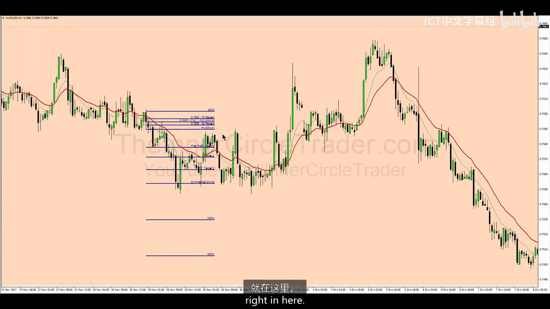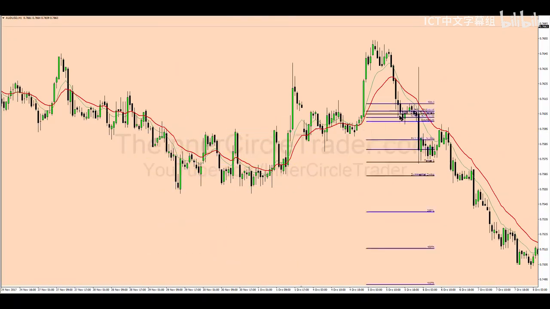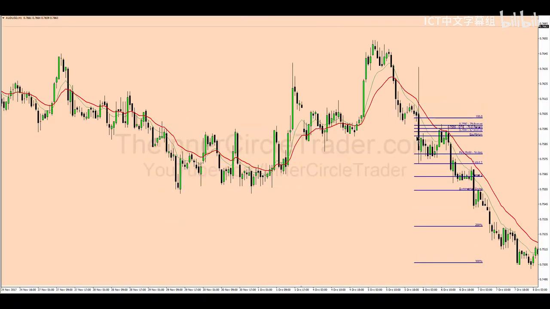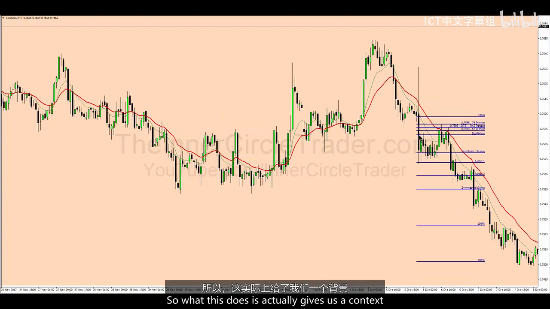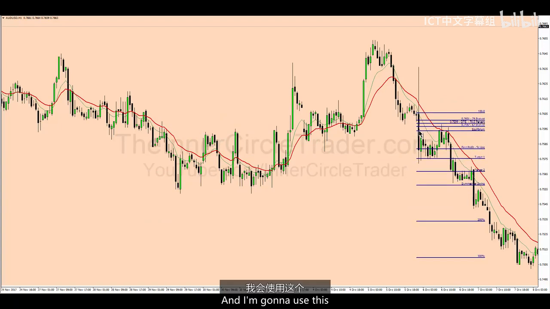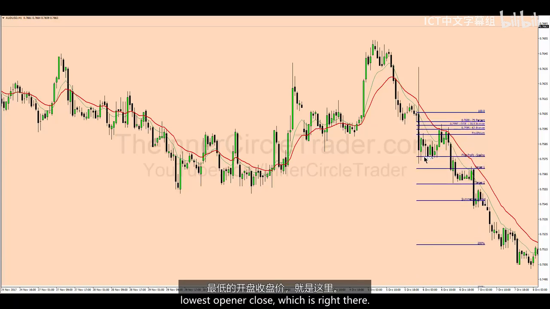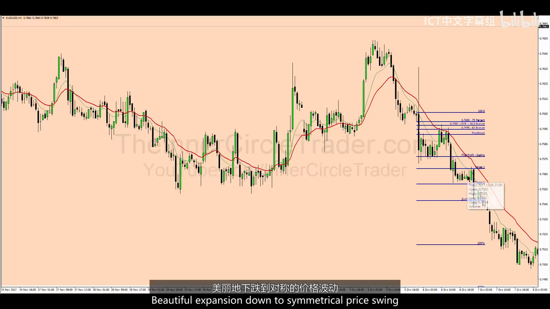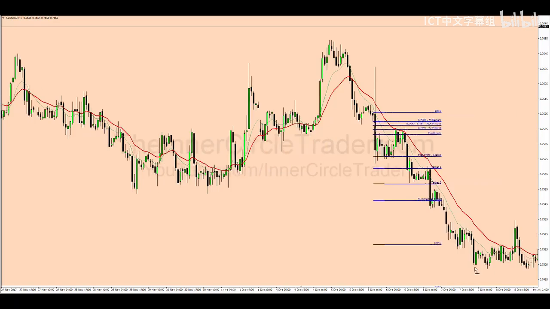Again, right in here, another scenario. So what this does is actually give us a context to work within, and I'm going to use this body here and drag it down to the lowest open or close, which is right there. Optimal trade entry right there, sell. Beautiful expansion down to symmetrical price swing and 200 extension.